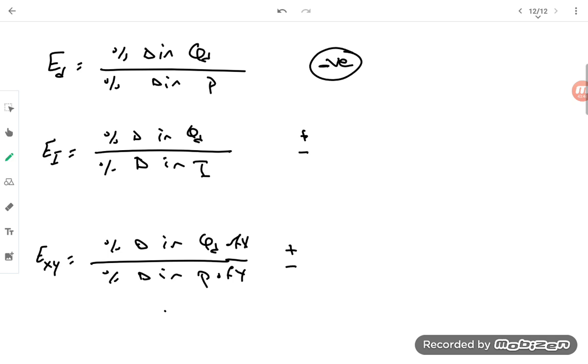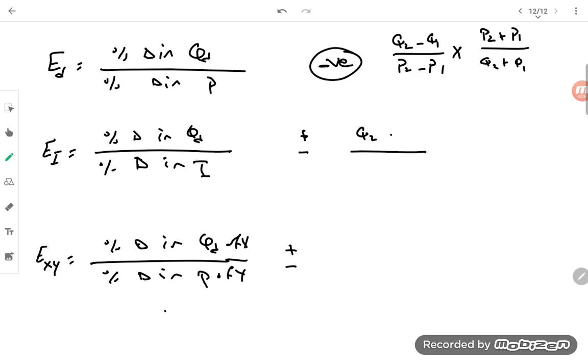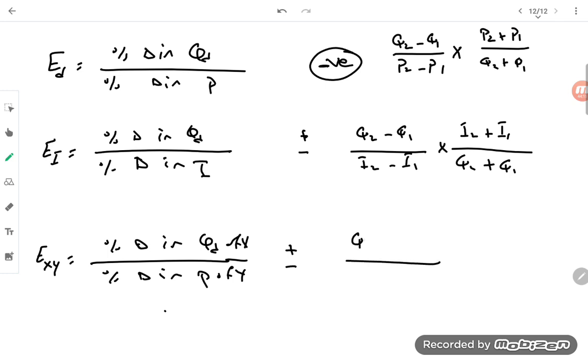They are calculated, in case of arc elasticity, as Q2 minus Q1 divided by P2 minus P1, multiplied by P2 plus P1 over Q2 plus Q1. Here it is the same: Q2 minus Q1 over I2 minus I1, multiplied by I2 plus I1 over Q2 plus Q1. And here, QX2 minus QX1 divided by PY2 minus PY1, multiplied by PY2 plus PY1 over QX2 plus QX1.